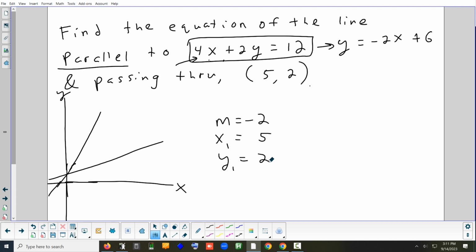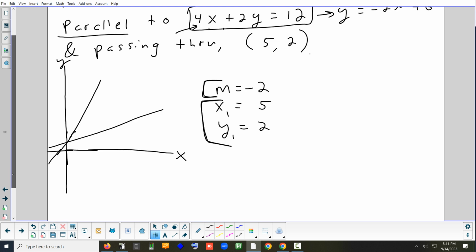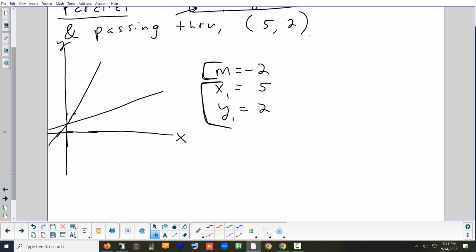And the y value of the coordinate? 2. Do you remember the name of the other type of equation that we use? It's not slope-intercept, but it uses this piece of information and that piece of information. So what is this called? This part right here? Yeah, it's a point. And what is this? Your slope. So the other type of equation we can use is point slope. And that will be the easiest way this time to get the equation we're looking for.